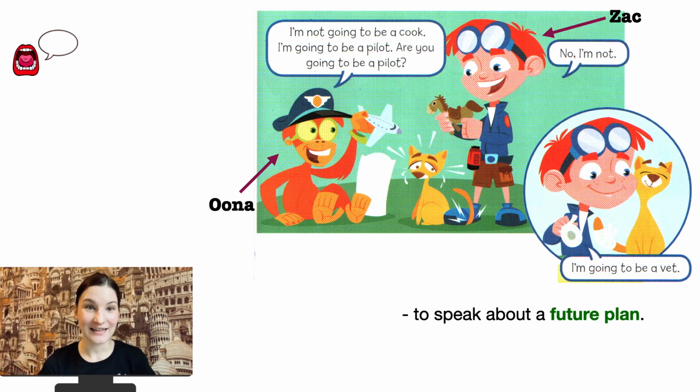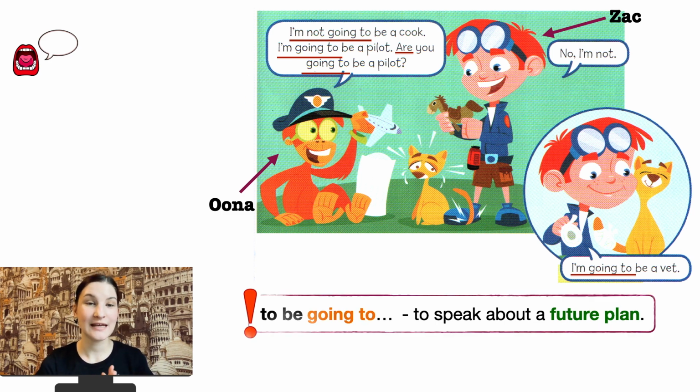Great. Look at the dialogue very carefully once again. What grammar structure do they use when they speak about future? You can find this grammar structure in every sentence in the dialogue. Of course, they use I am going to be, I am not going to be, and so on. So when we speak about a future plan, we need to use to be going to.